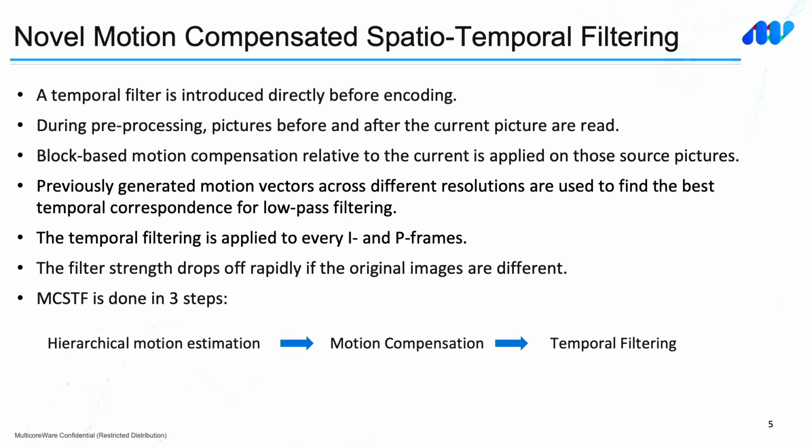In X265, we apply temporal filtering to each of the INP frames. The filter strength depends on the correlation between the current frame and the reference frame. As the correlation drops, the strength also drops. Typically in MCSTF, there are three major steps. The first is the hierarchical motion estimation, then the motion compensation, and finally the temporal filtering.